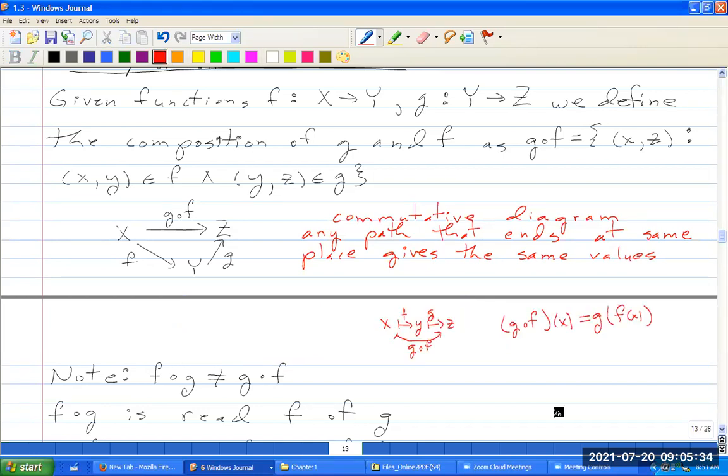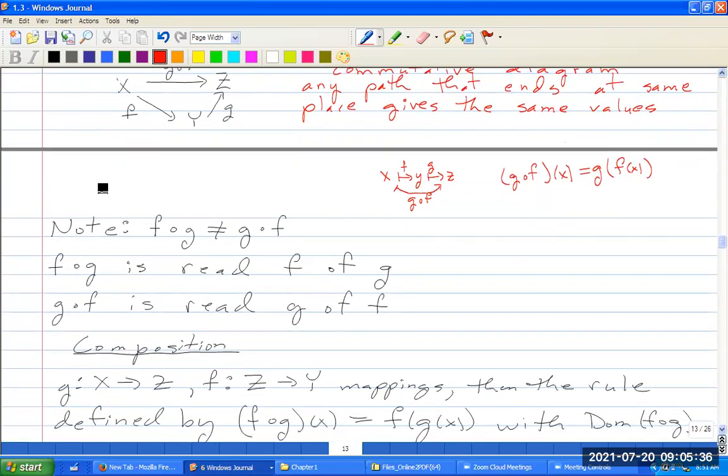Note the following: that F composed with G is not the same as G composed with F. So it turns out that you can't commute these. So this is not commutative. It almost acts like multiplication, but it does not commute. So it's a weird sort of multiplication.